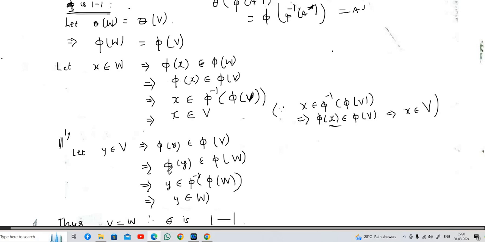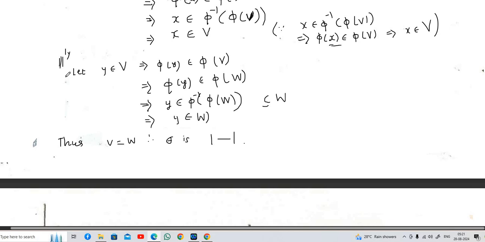Phi of y belongs to phi of V, but phi of V equals phi of W. So this implies that y belongs to phi inverse of phi of W. And this is only contained in W, it is not equal to W. As such, this is not equal to W, but this is contained in W, and therefore your y belongs to W. So you have V contained in W, W already contained in V, so we have V equal to W.